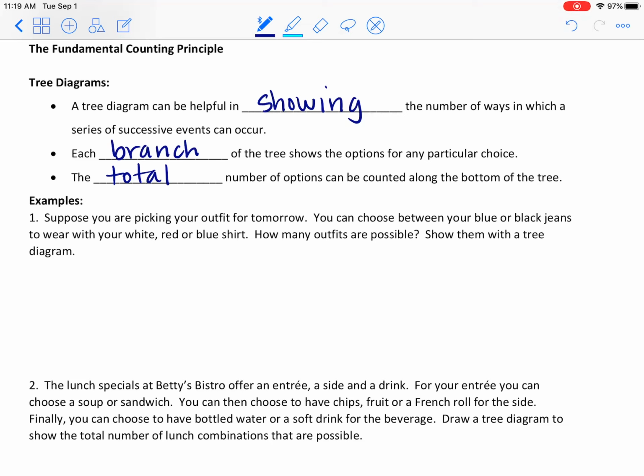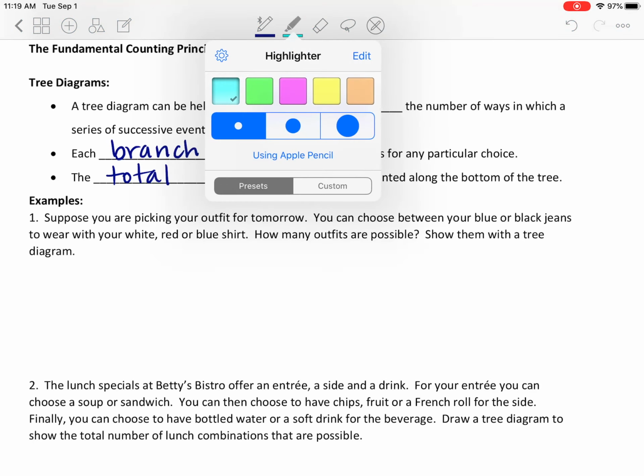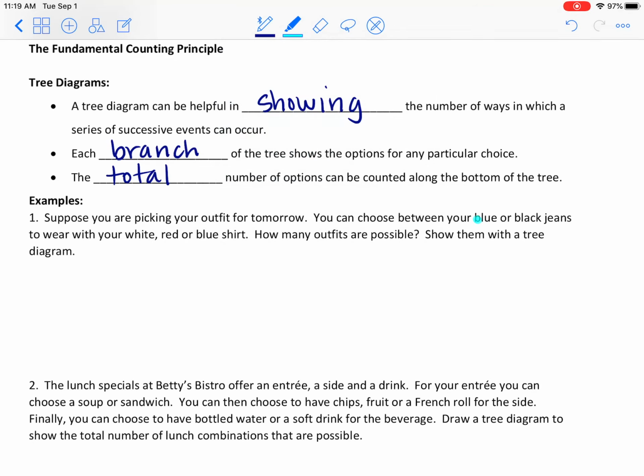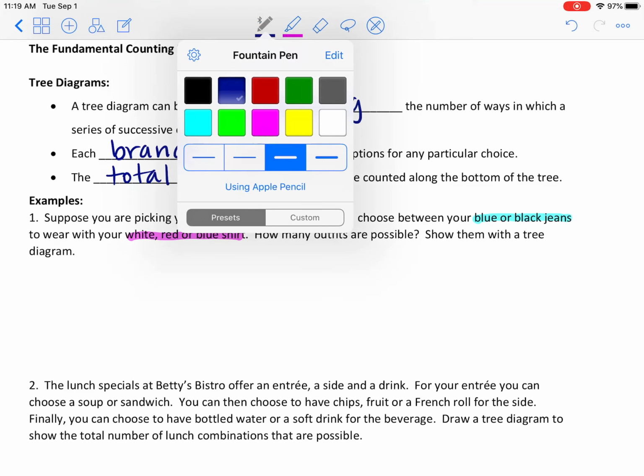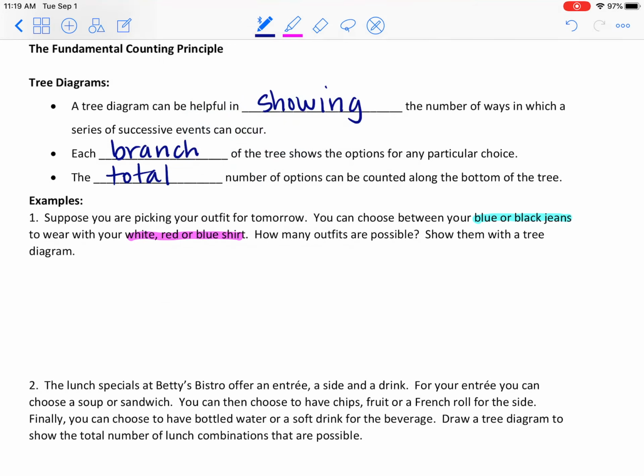So we've got 2 levels to our tree diagram. One level is going to be for the first choice of either blue or black jeans, and then the second level is going to be for the second thing we have to choose, which is our shirt, and that could be red, white, or blue. So level 1, our first set of branches, will be we could choose between blue jeans or we could choose between black jeans. Now, let's say we choose the blue jeans.